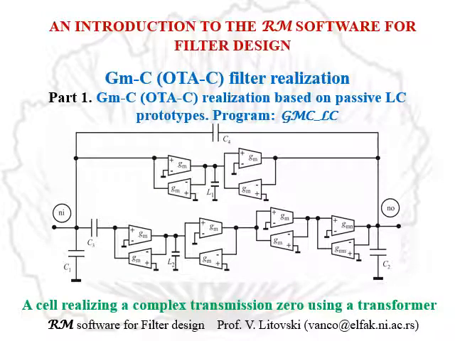Here we have a cell which would produce a complex transmission zero. On the top part, one can see an inductor, which is substituted by a complicated cell, and so on, transformer and inductor. And as you can see, for this cell, one needs 12 transconductors, 12 operational transconductance amplifiers, to be realized for a pair of complex transmission zeros.